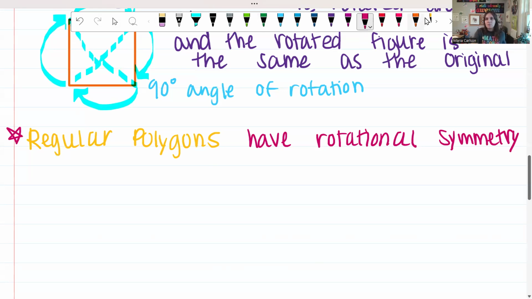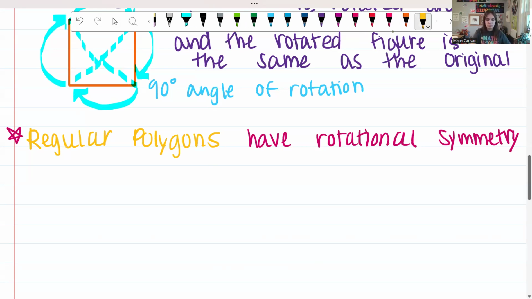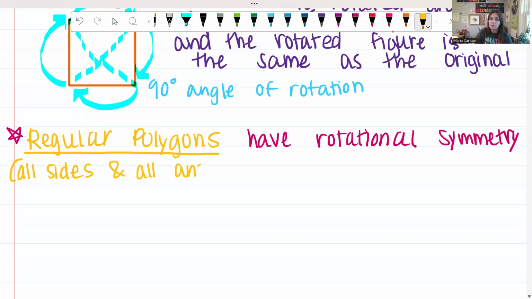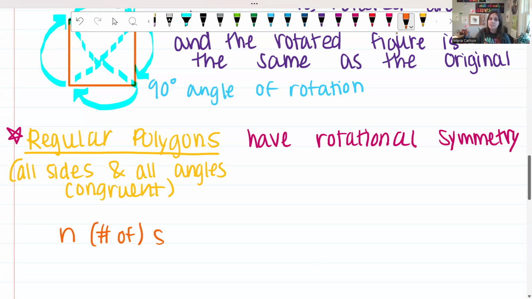So what does that mean? Well, please remember that in a regular polygon, all sides and all angles are congruent. So when we have these sides that are all the same, your regular polygon is going to have n number of sides.